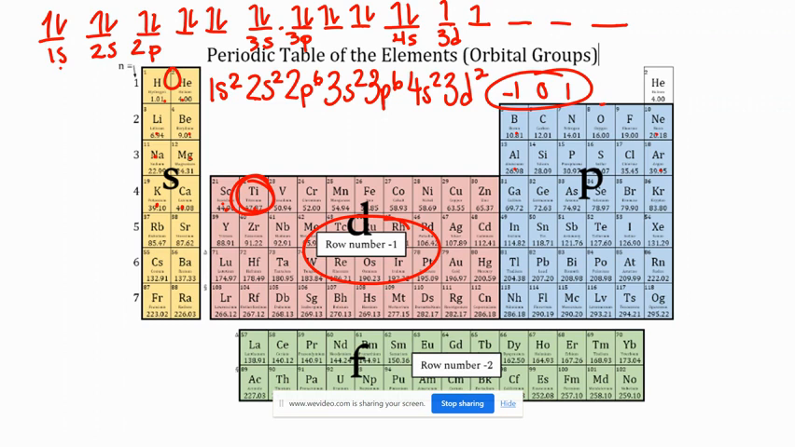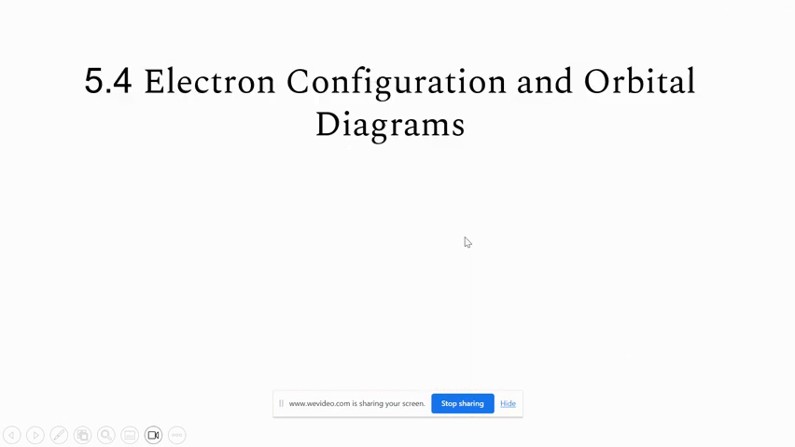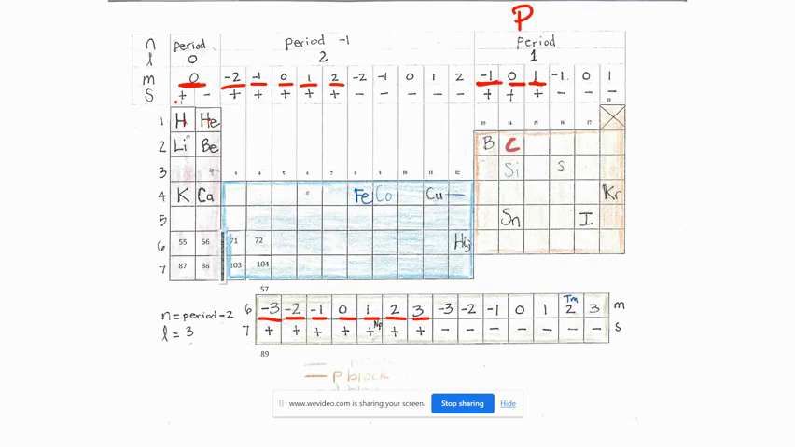Okay. Do you know the M numbers on your quantum numbers periodic table? Let's go back up to here. So these M values here, that tells you how many blanks you're going to get for each block. So when you're in the S block, you only have one option. You get one blank for your orbital diagrams.